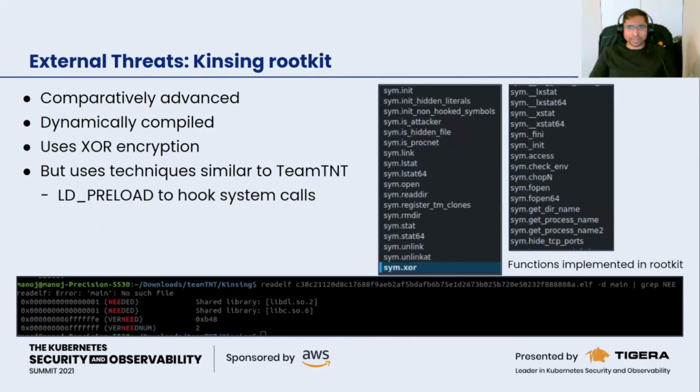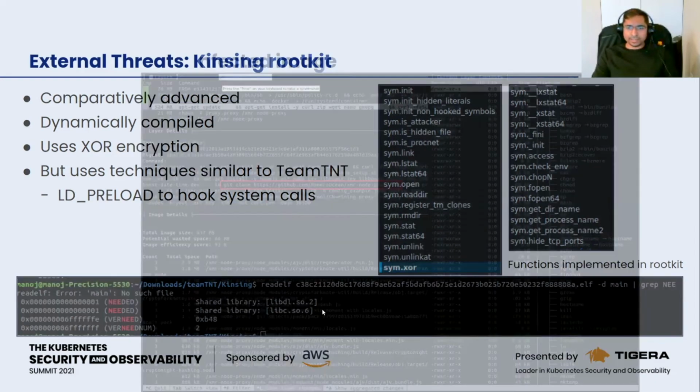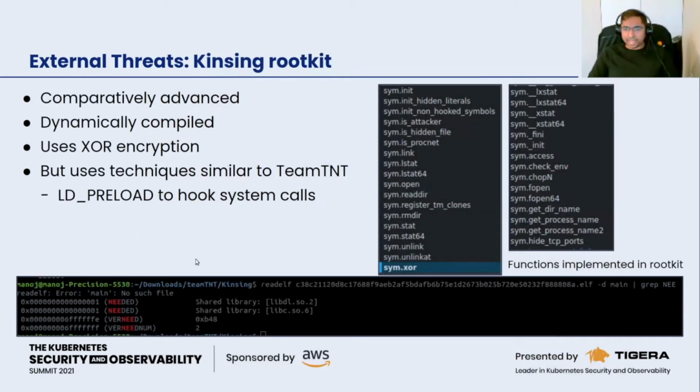So in terms of capabilities, we looked at the Kinsing rootkit, and this rootkit also didn't have its symbols stripped, so we could see all the function names inside the binary. And as you can see, there are a lot of functions where they can hide the TCP port, directory names, process names, and so on and so forth. So we found this is a little bit more advanced than what TeamTNT had, but the way it worked is almost similar. And the binary is again an ELF binary, which is dynamically compiled and needs certain files to be present on the container file system.